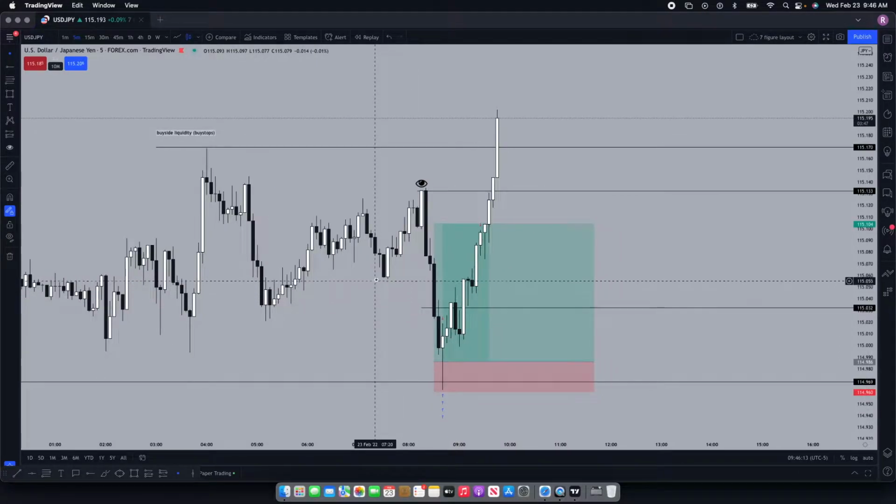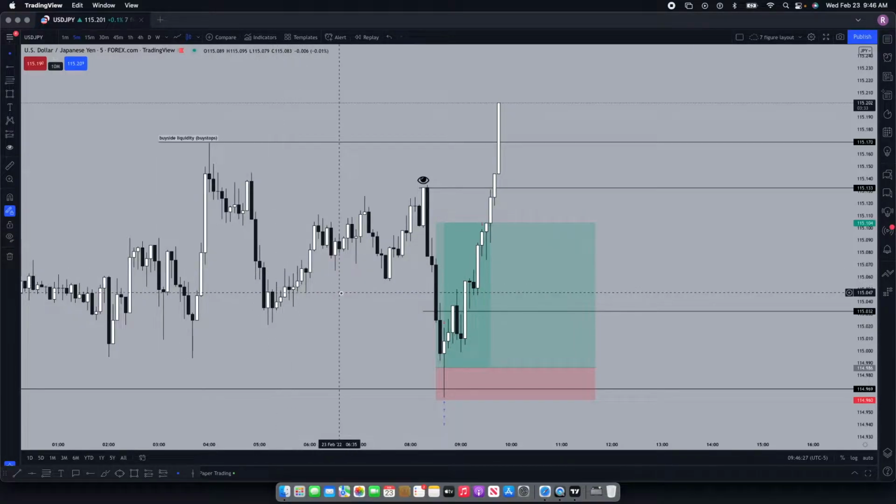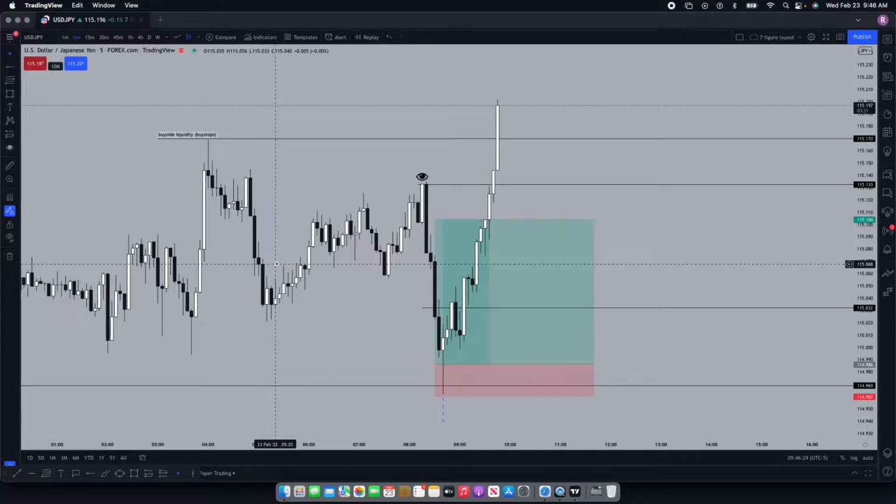Today we're going to be going over this ICT trade that I took here on USDJPY. I'm going to be going over, breaking it down, what I've seen, my analysis on it, and how I actually use ICT free mentorship to add it to my strategy and be able to make profits consistently.